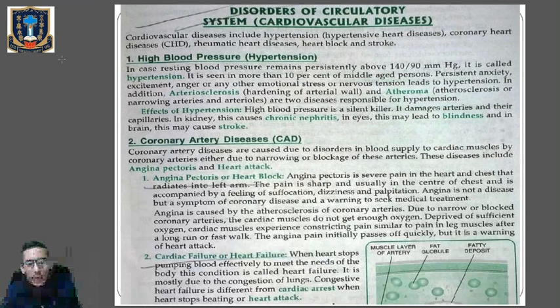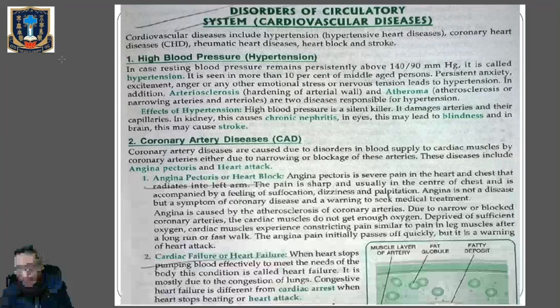Next one is CAD, coronary artery disease. Now what do you mean by coronary artery disease? So coronary artery disease is caused due to disorders in the blood supply to the cardiac muscles. That means CAD is caused due to the disorder in the blood supply to the cardiac muscles by the coronary artery. Now this will happen due to the narrowing of the wall of the artery or the blockage of this artery.